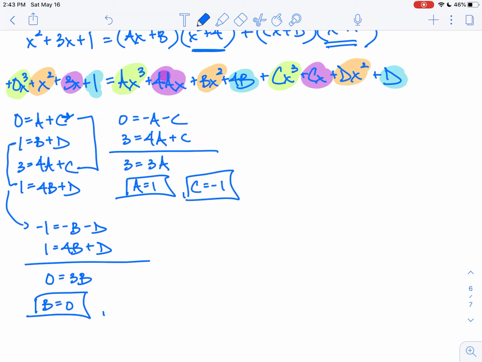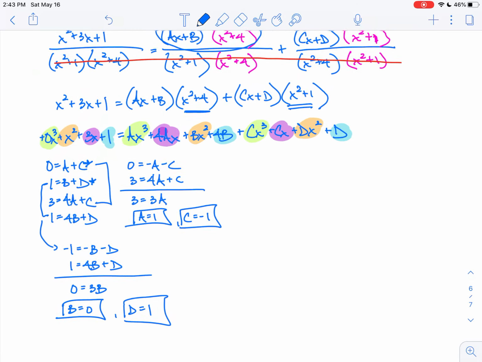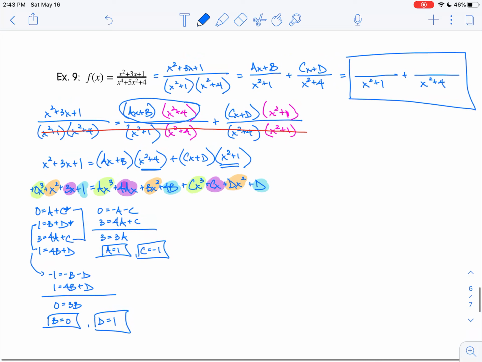Now I want to find my d. Well, if b equals 0, then d has to equal 1 according to this equation right here. All right, so a little bit longer, but I've got all 4 of my letters, so let's put them back in. So ax plus b will just give me 1x plus 0. And cx plus d will give me -1x plus 1.